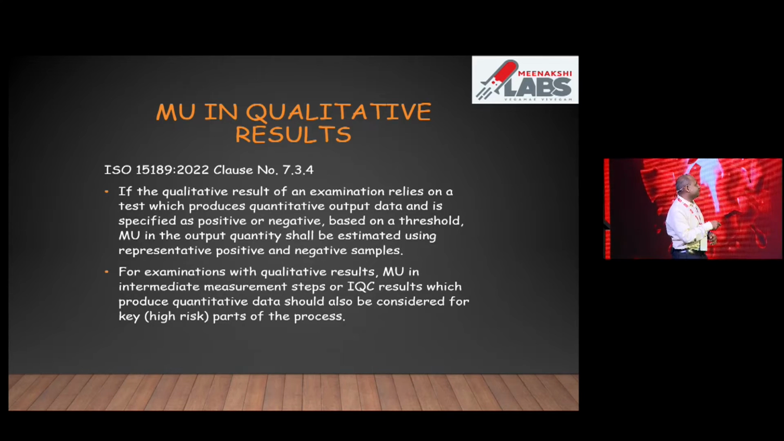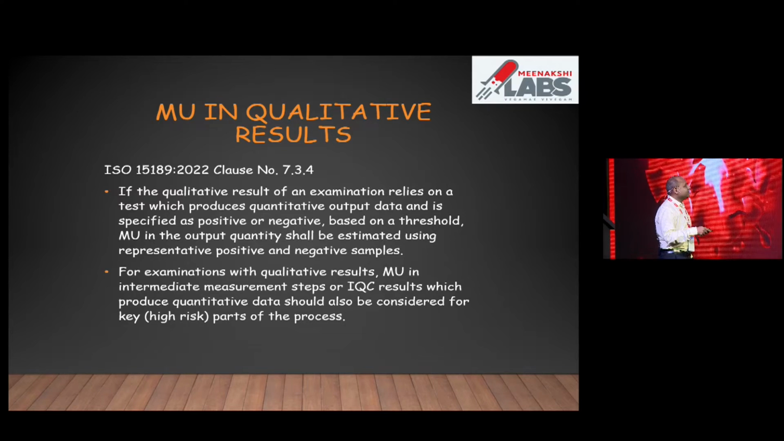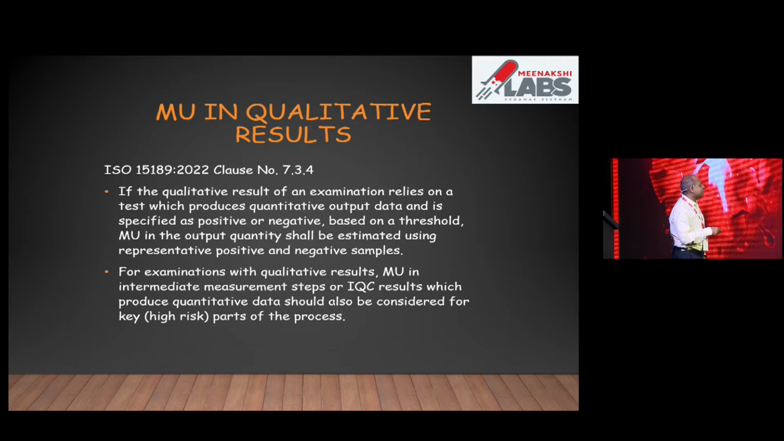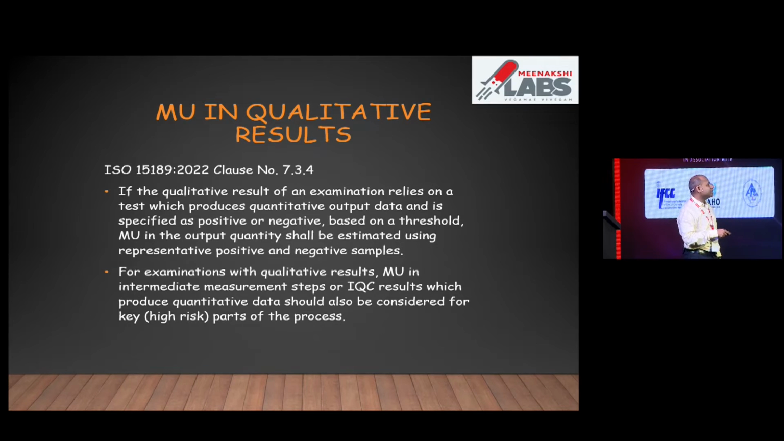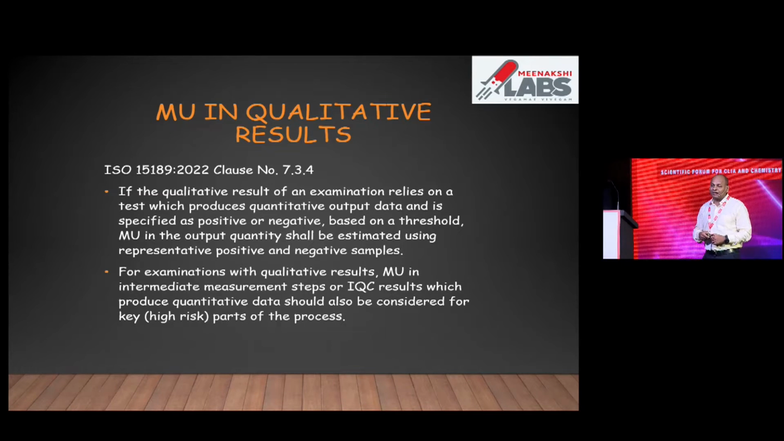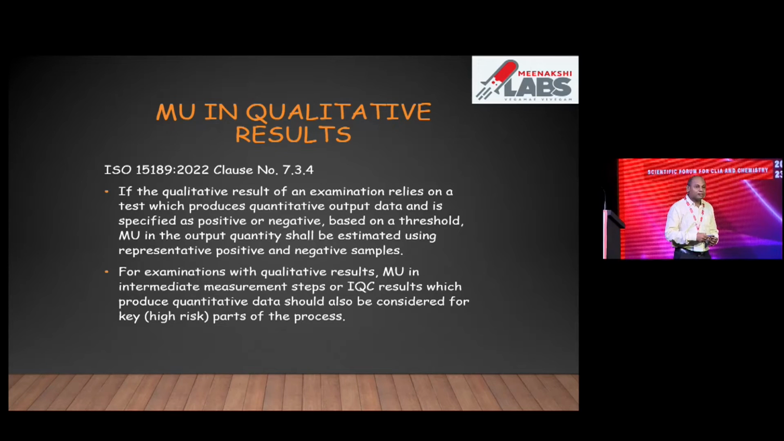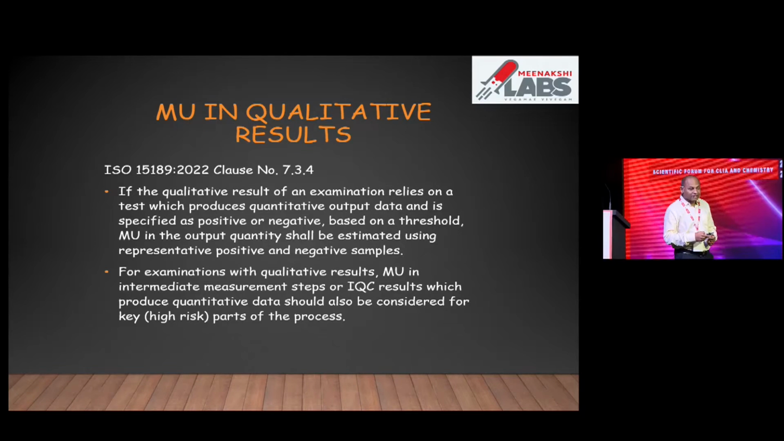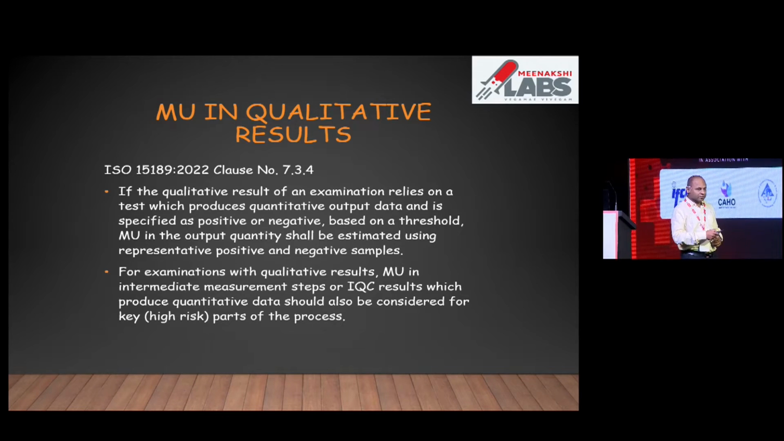Again, it is a statement from ISO 15189: if the qualitative result of an examination relies on a test which produces quantitative output data and is specified as positive or negative based on a threshold, MU in the output quantity shall be estimated using representative positive and negative samples. So whenever there are intermediate steps which are generating quantitative data, you can use the positive and negative controls to get the uncertainties of the intermediate step for calculating the measurement uncertainties of those tests.